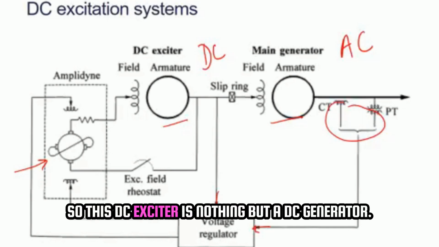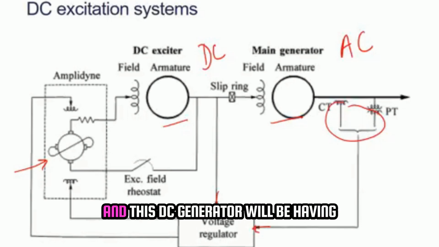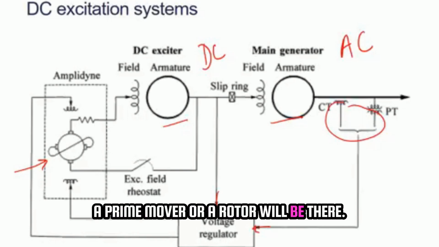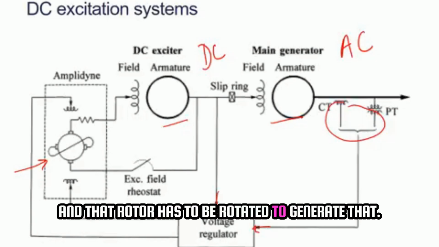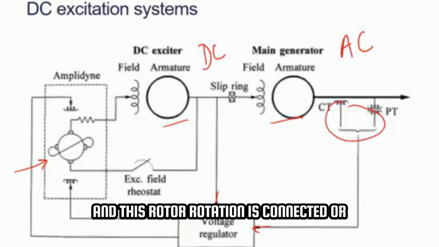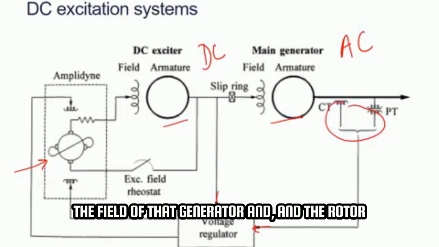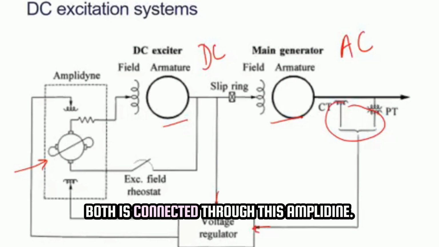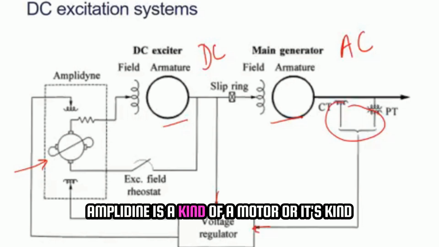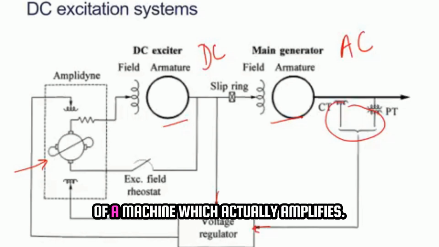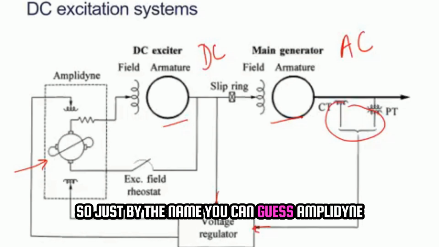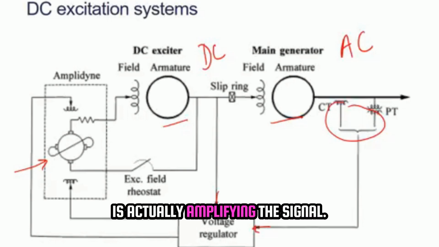So this DC exciter is nothing but a DC generator, and this DC generator will have a prime mover, or a rotor, and that rotor has to be rotated to generate that. And the field of that generator and the rotor both are connected through this amplidyne. Amplidyne is a kind of machine which actually amplifies. Just by the name you can guess, amplidyne is actually amplifying the signal.